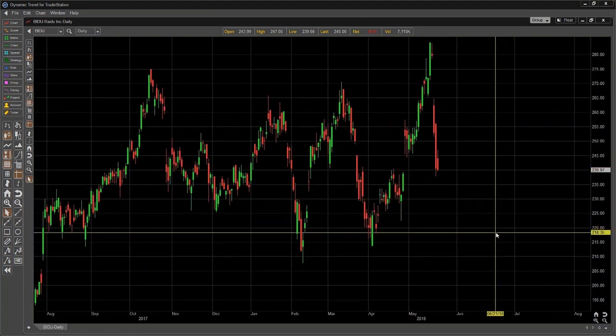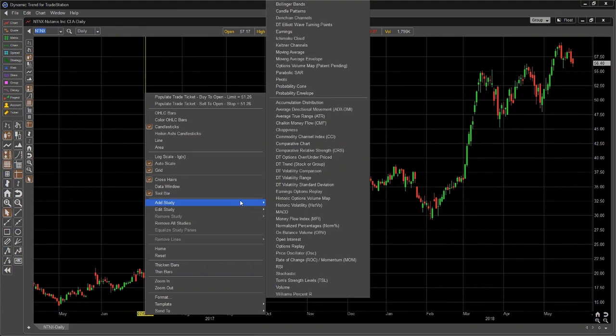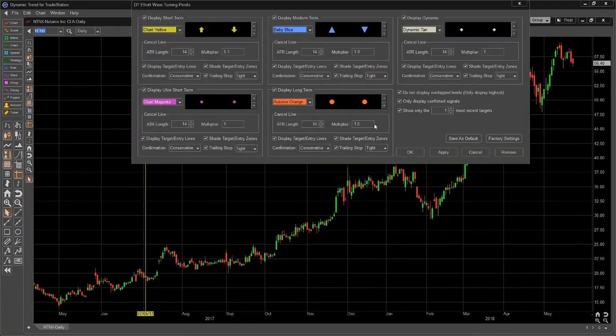So the Elliott Wave turning points are pretty simple. Let me put a symbol here, NTNX, and it's a very simple tool. Add study, and we're going to go to Elliott Wave turning points at the very top. Okay, we have several different types of turning points.